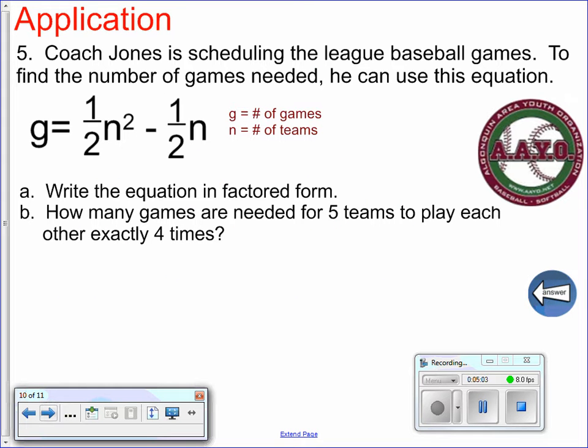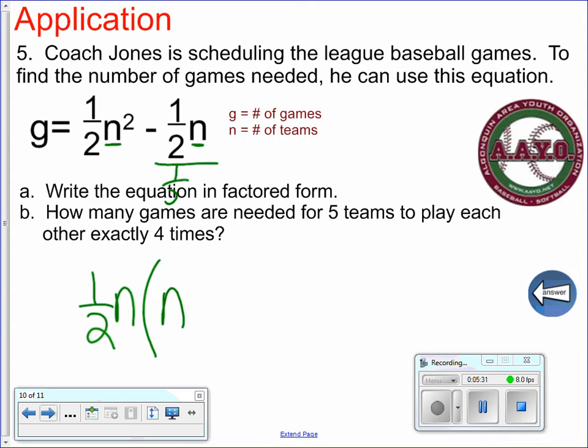Coach Jones is scheduling league baseball games, and to find the number of games he needs, he can use this equation, G equals 1/2 n squared minus 1/2 n. Write the equation in factored form. So the GCF I have here of the numbers is 1/2, and then I got an n squared and an n. So that means GCF of n. If I divide 1/2 n squared by 1/2 n, that leaves me an n. And 1/2 n divided by 1/2 n is 1.